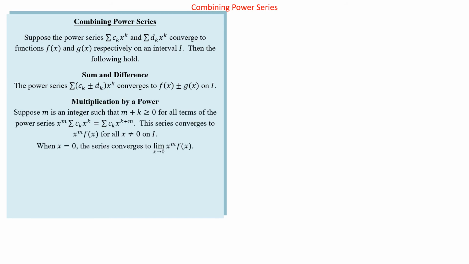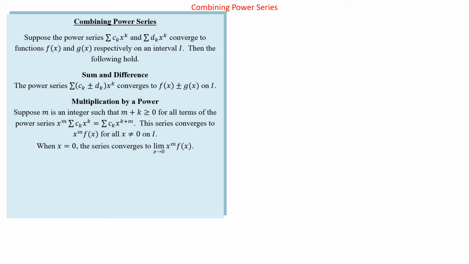Multiplication by a power. So let's say that m is an integer, so that m plus k is going to be bigger than 0 for all terms of the power series, which most likely means that m is going to be positive. However, sometimes we start k at 5, which means m could be one of those beginning negative numbers as well.